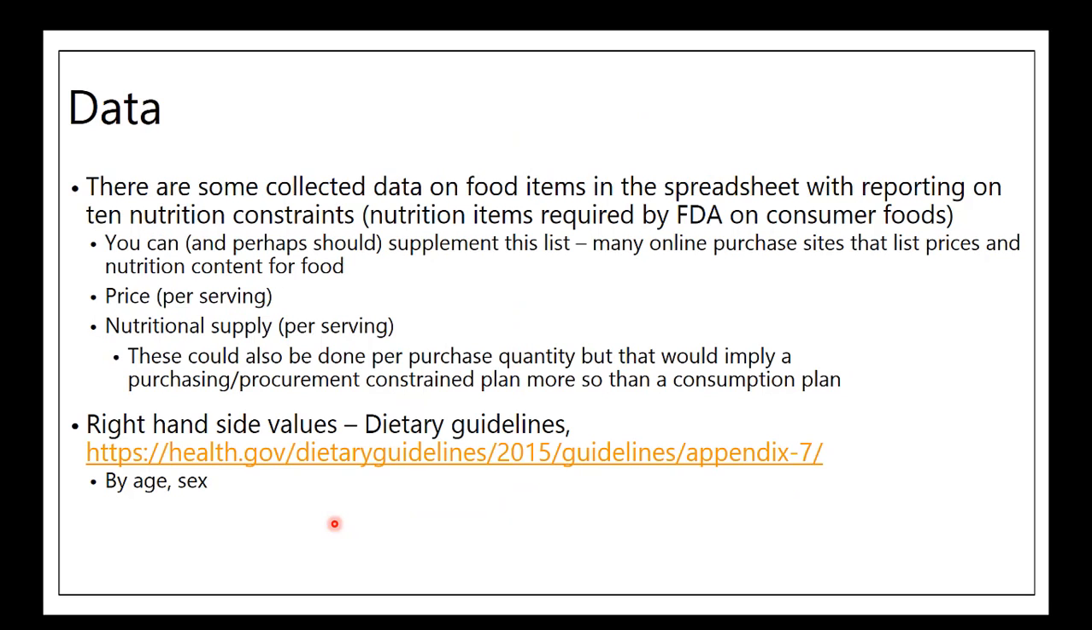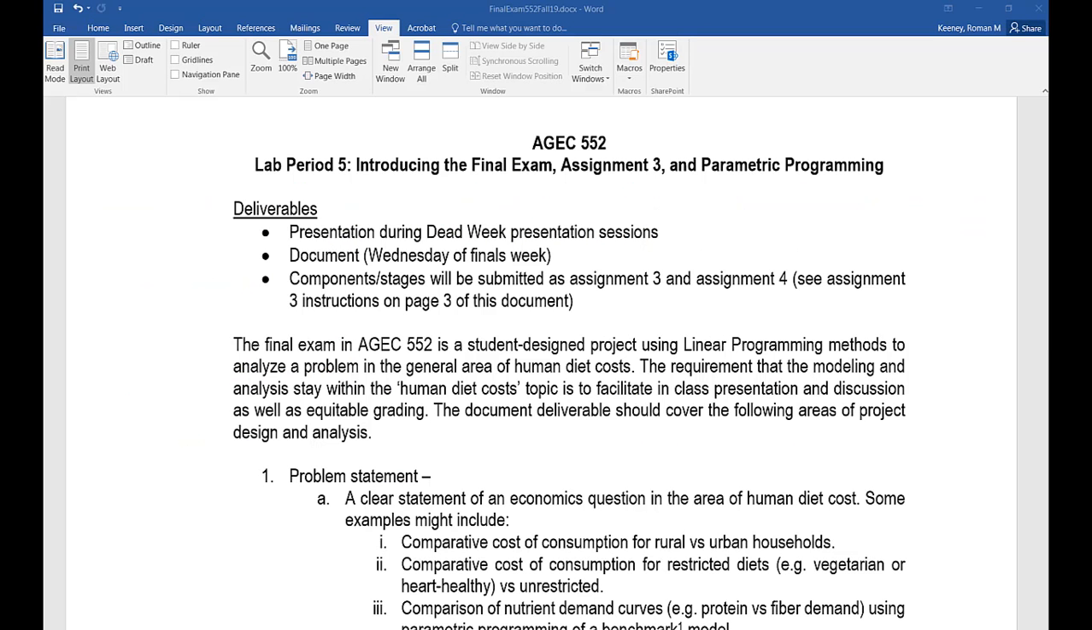So at this point, let me switch over and show you a couple of the documents. Okay, here's your Lab 5 document. It basically says introducing the final exam. Assignment 3 is one of the steps to getting there, and then our final topic is parametric programming.